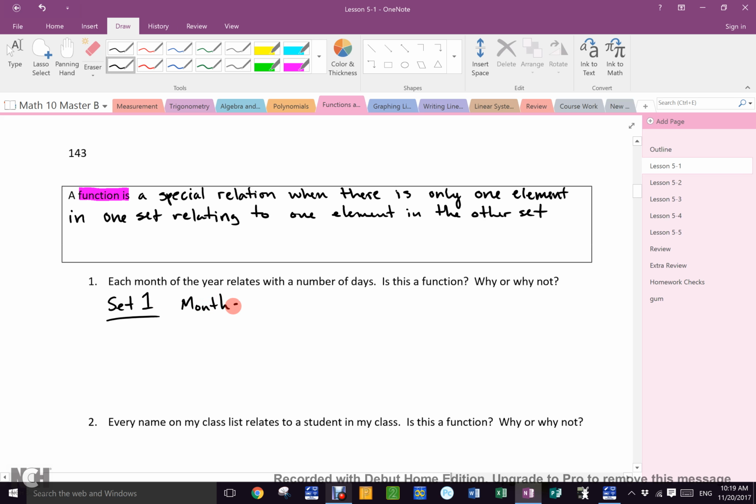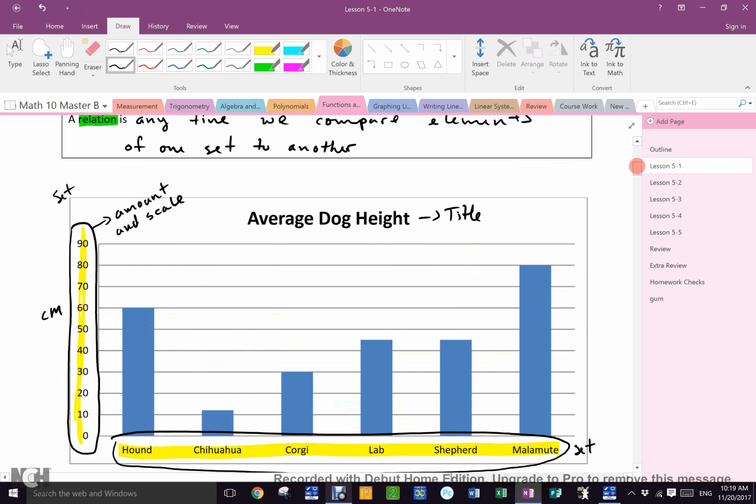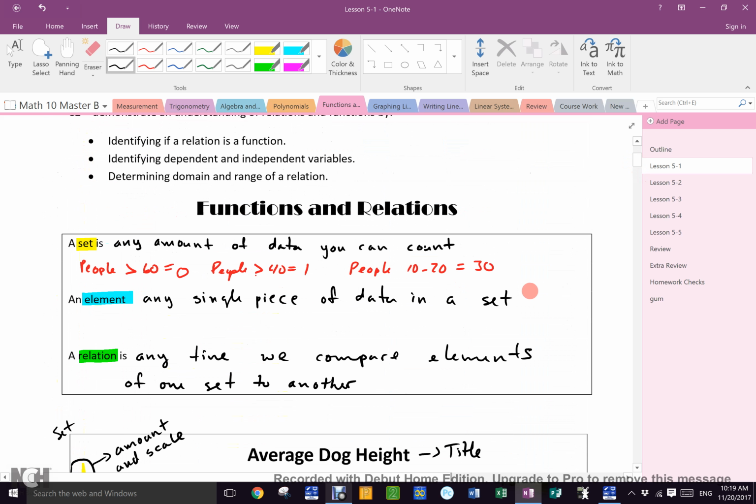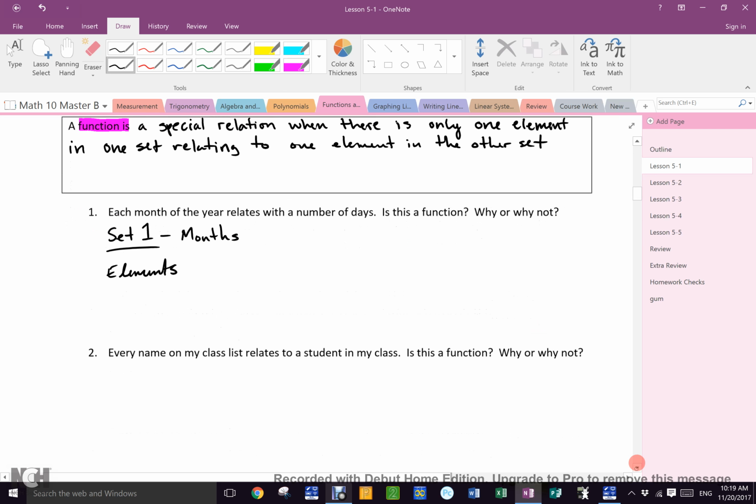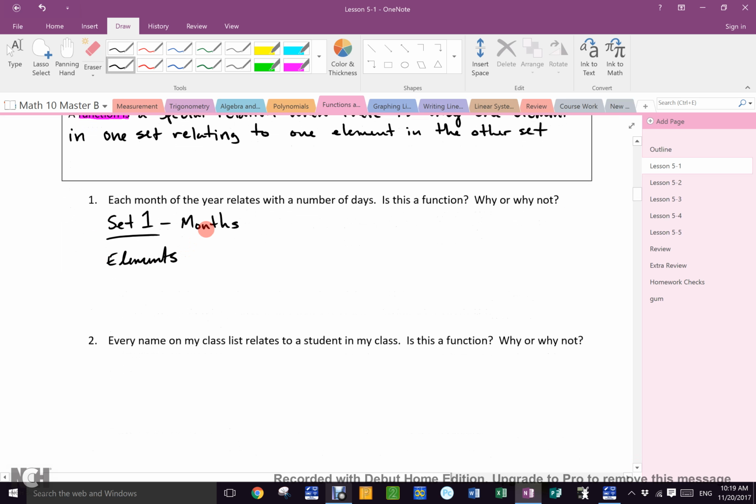What are the elements of that set? Read what the element definition is if you don't remember. I'll show you on the screen if you don't want to flip back a page. What's an element? Any single piece of data in a set. So what are the elements of the set of months? January, February, March, April, May, June, July, August, September, October, November, December, right?